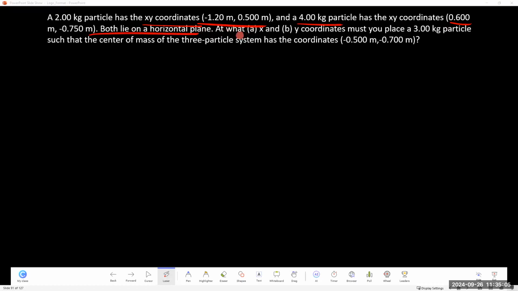They are on the horizontal plane. At what x and y must a 3 kilogram object be placed such that the center of mass of the three-particle system would be at the given value? Let me rephrase this problem one more time. What exactly is it saying? Let's draw the diagram so we can understand it better.